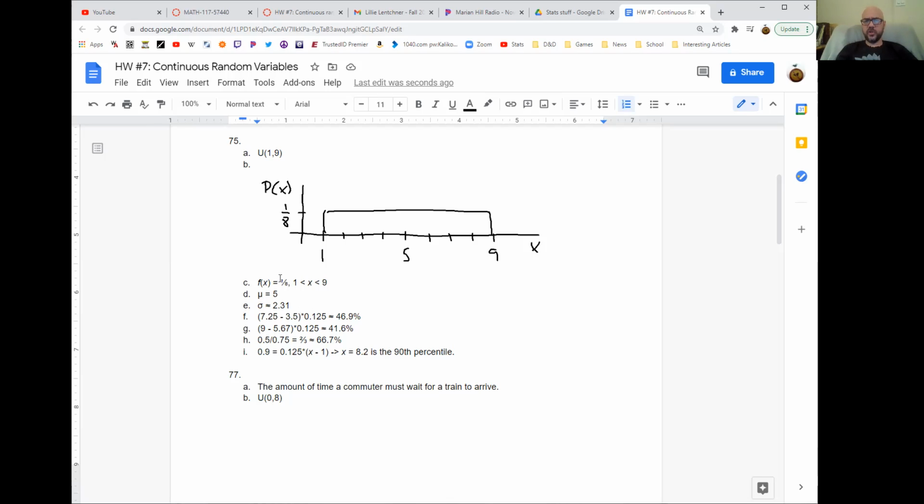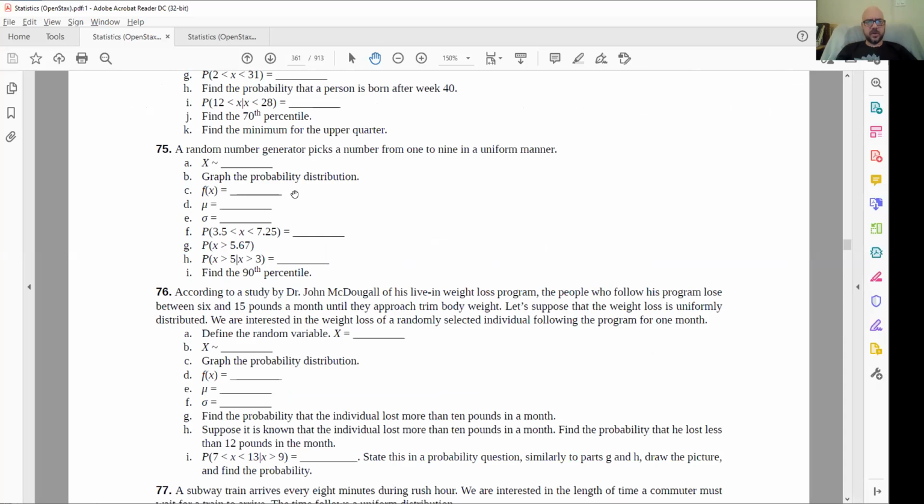1/8, by the way, is 0.125. That's why you see these things right here. It's just easier to write 0.125. It looks funny with fractions and decimals mixed together, so I just made them all decimals. All right, what else did it ask? Graph the probability distribution function, did that. f of x is 1/8.